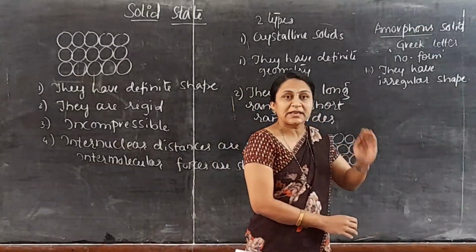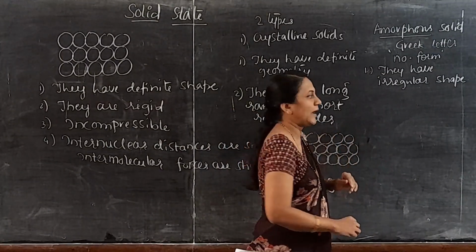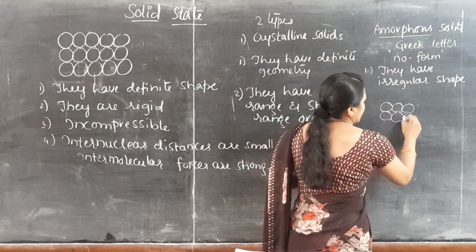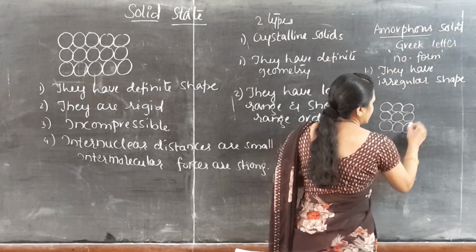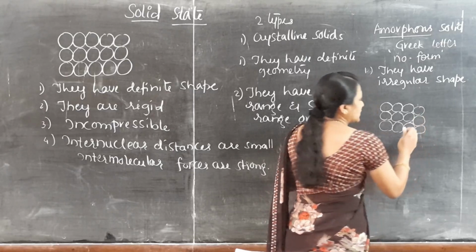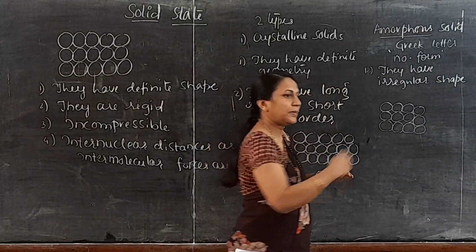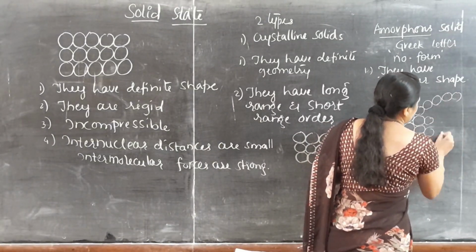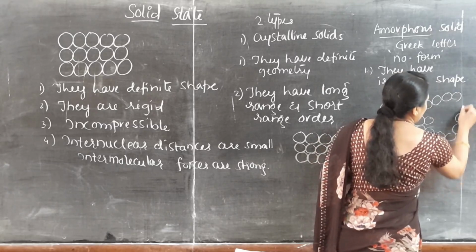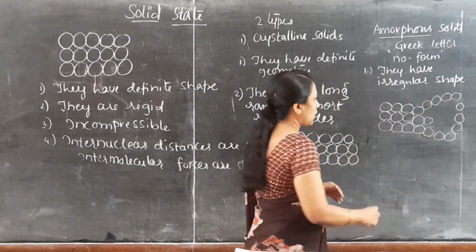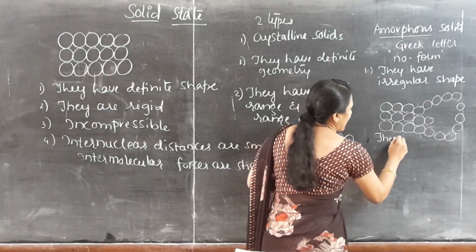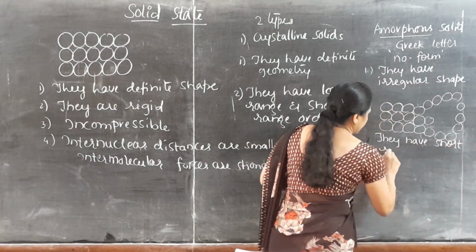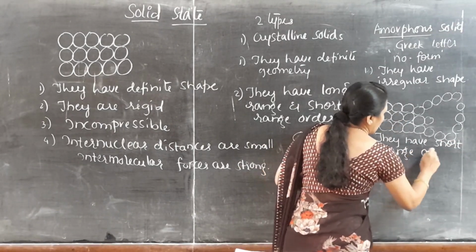But in amorphous solids, to some extent we can see the orderly arrangement of constituent particles, but after that again it is going to scatter like this. They have an irregular arrangement. That's why in amorphous solids we say that they have only short range order.